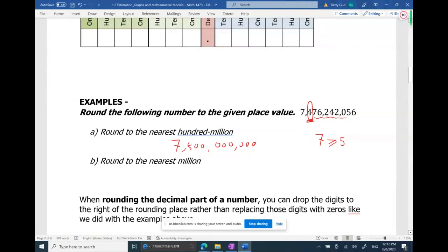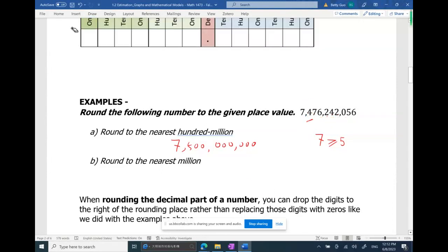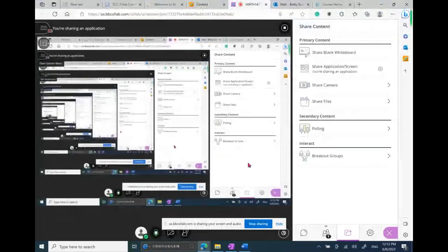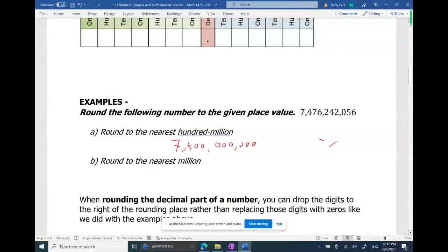Second part, part B, is to round the number to the nearest million. Let me erase that. And let me double check I'm actually not muting myself. The previous video for this section has no sound, right? Because I muted myself when I was recording. So yes, I'm not muting myself. Okay, so let's continue here.